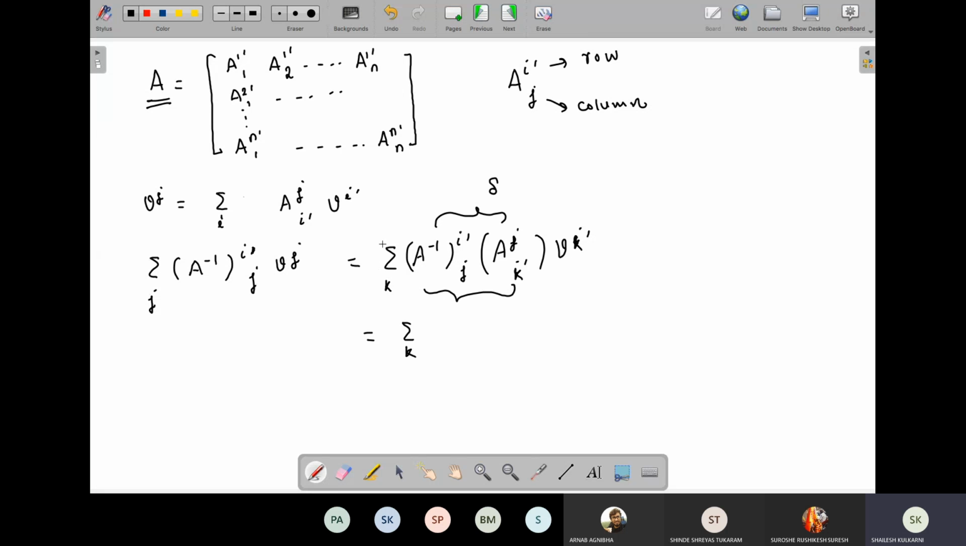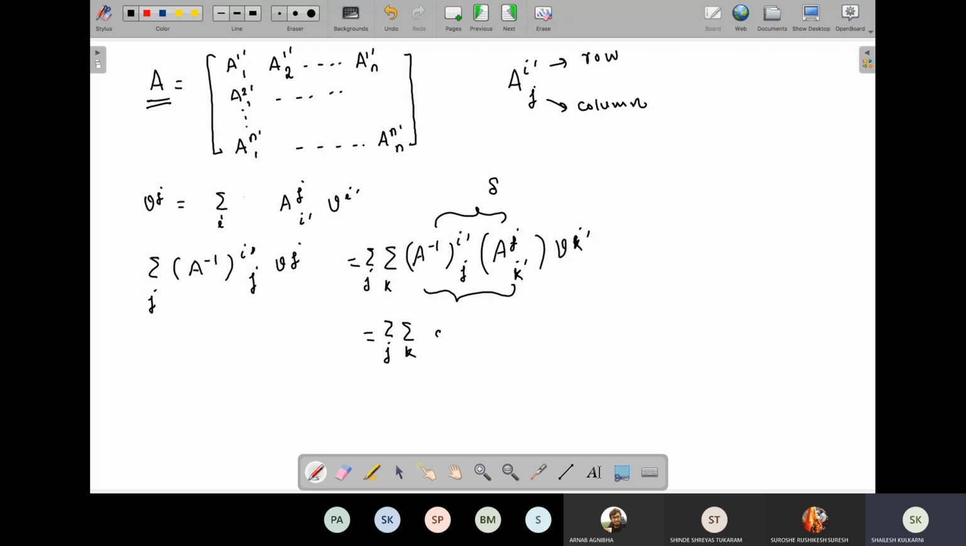There is some mistake here, something is wrong. I need to multiply by a inverse i prime j, summation over j, equal to a inverse i prime j, summation over j should be there. There should be a summation over j because I am taking the summation over j.